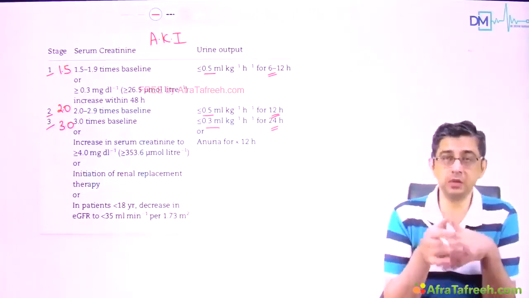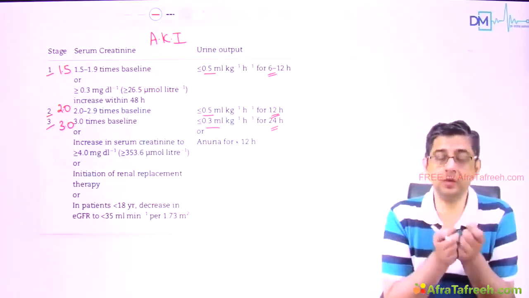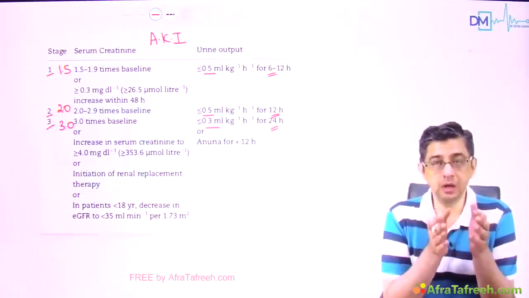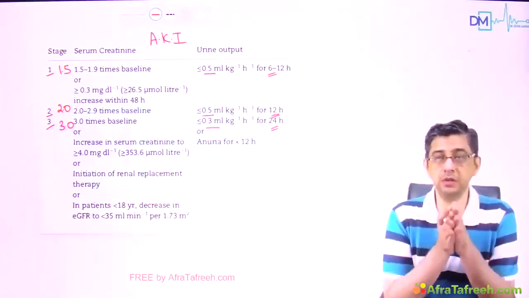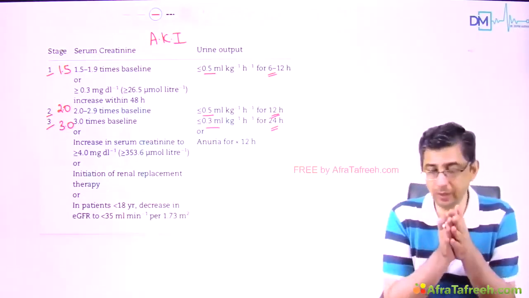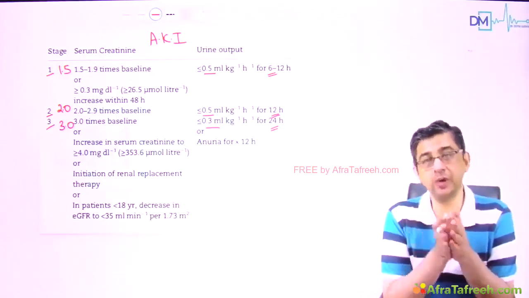When he moves on to stage 2, it would be doubling of serum creatinine to 2.9 times, with urine output decreasing to 0.5 ml per kg per hour for 12 hours or higher. And when it comes to 3 times elevation, that means he's gone into stage 3, and this would be associated with usually creatinine of 4 milligram percent, and the urine output would be less than 0.3 ml per kg per hour for 24 hours.